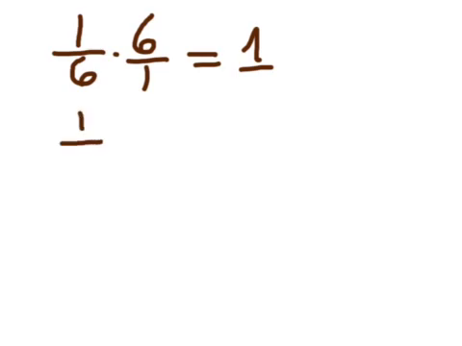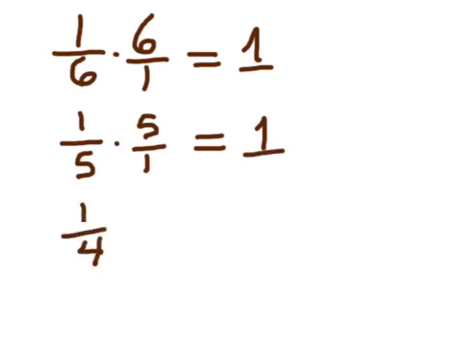Similarly, the inverse of 1/5 is simply 5 over 1. Sometimes we just call that 5, so that when you multiply them, you get 1. What do you suppose the inverse of 1/4 is? It's 4, because 1/4 times 4 equals 1. I didn't bother to put the 1 down here, but you can, because 4 over 1 is the same as 4.